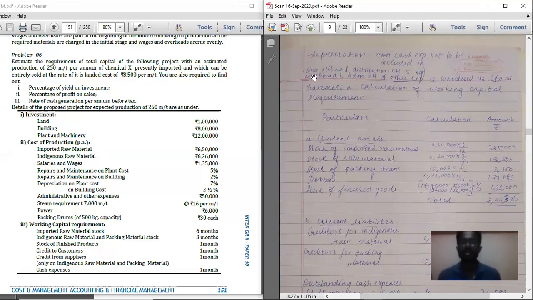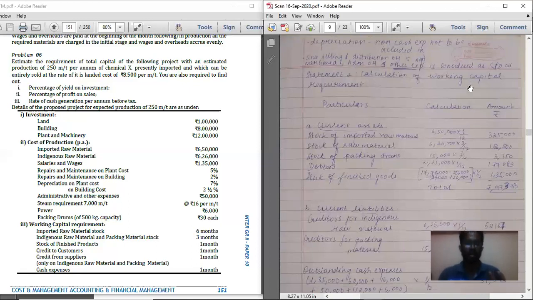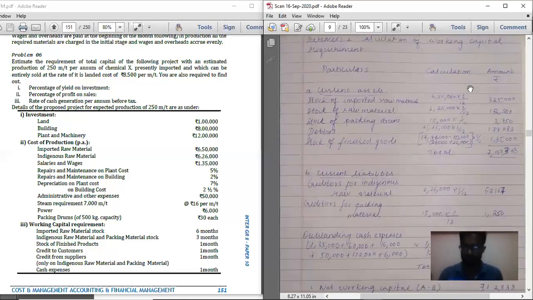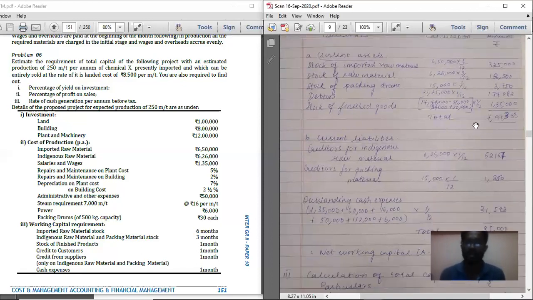What they are giving as the second assumption is, since selling and distribution overhead is not mentioned in the problem, administrative overhead and other expenses is considered as selling and distribution overheads. So that is the reason behind not including the administration and other expenses in the cost of production. With this, we have completed current assets. So now total current assets: 3,25,000 plus 1,56,500 plus 3,750 plus 1,77,083 plus 1,35,000. So the total is 7,97,333.